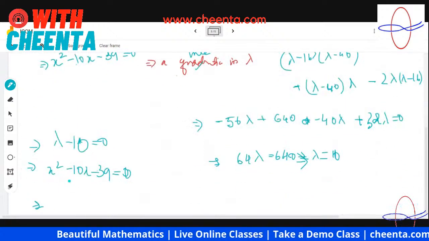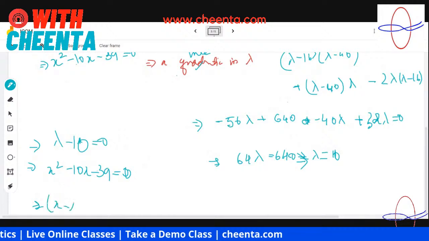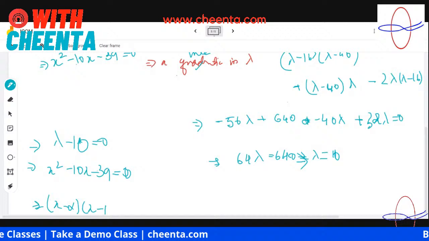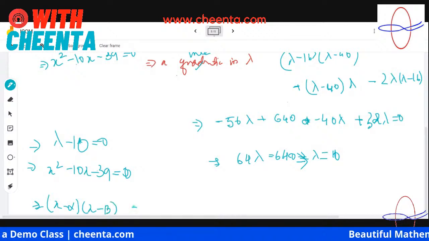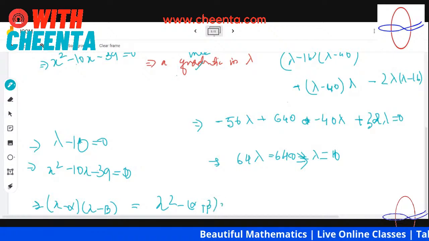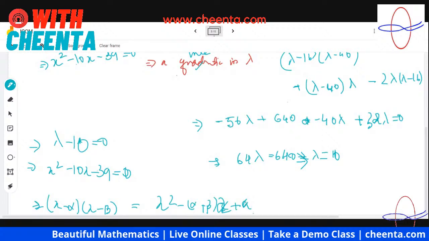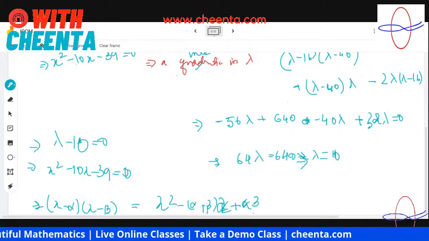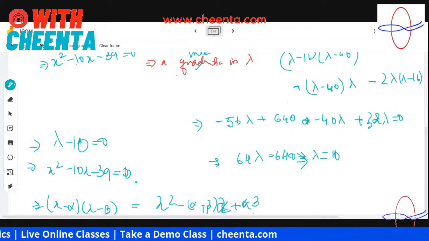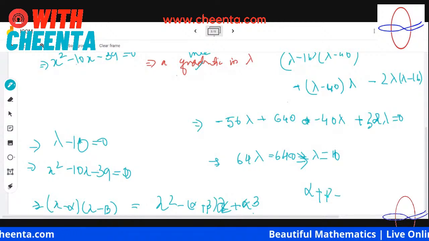Therefore the roots of an equation in x are alpha and beta, and therefore you know this is x minus alpha and x minus beta. If you just expand it, it will be x square minus alpha plus beta times x plus alpha beta. So alpha plus beta is the coefficient of minus x, right? Therefore, alpha plus beta is equal to 10 from here by comparing.